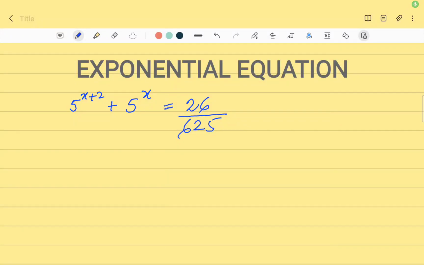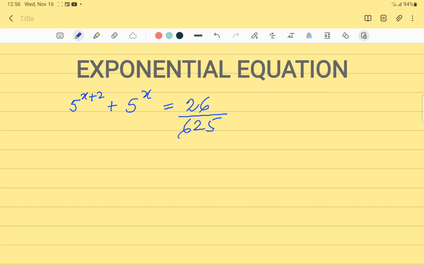Have a look at this problem. 5 raised to the power x plus 2 plus 5 raised to the power x is equal to 26 over 625. What should be the value of x? How can we solve this exponential equation? If you want to do it yourself, feel free to pause this video now and try.